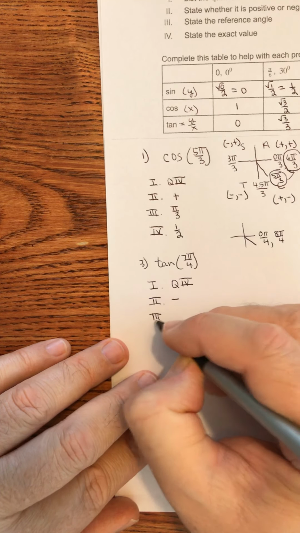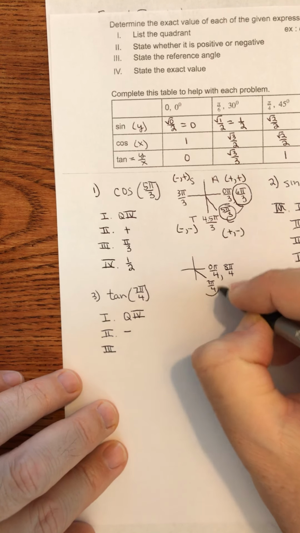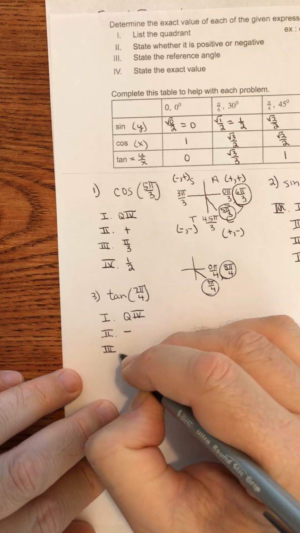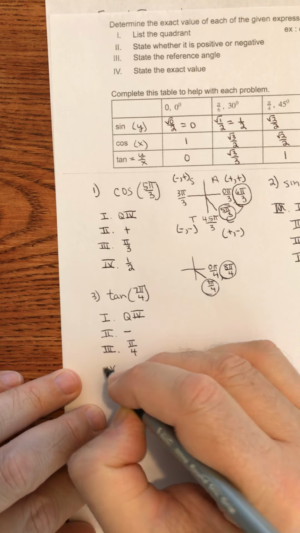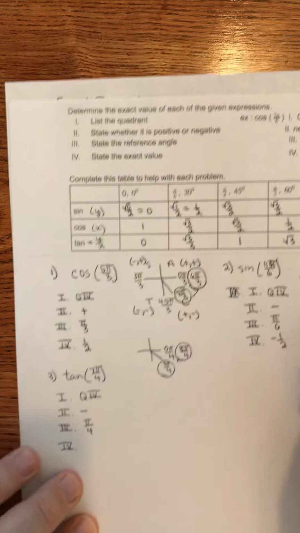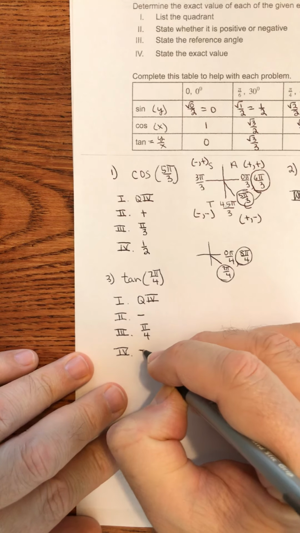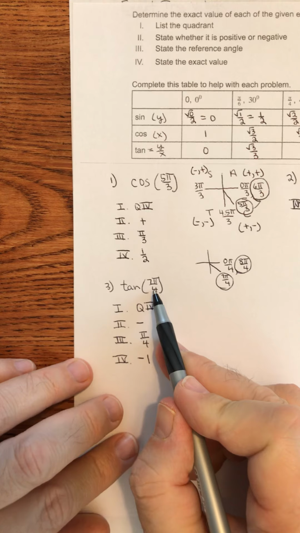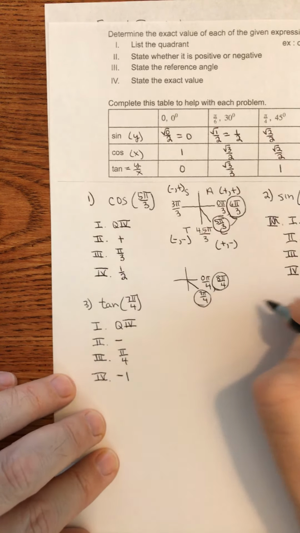Number 3, my reference angle, how far away is 7 pi over 4 to 8 pi over 4? It's pi over 4. Now I look at my chart. I look up pi over 4 and tangent is 1, but we said that's negative. So what is the tangent of 7 pi over 4? Negative 1.